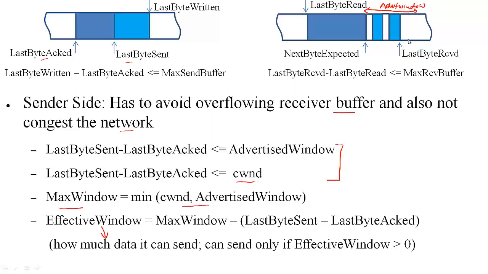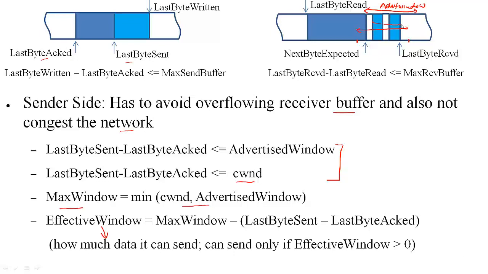And now last byte sent could be more than this because there are still packets in the pipe, and last byte ACK could be less than this because the sender did not receive all the ACKs. So there are some ACKs also in the pipe. So from this advertised window, you're going to remove this portion, and whatever is remaining, if it is greater than 0, you can send data.